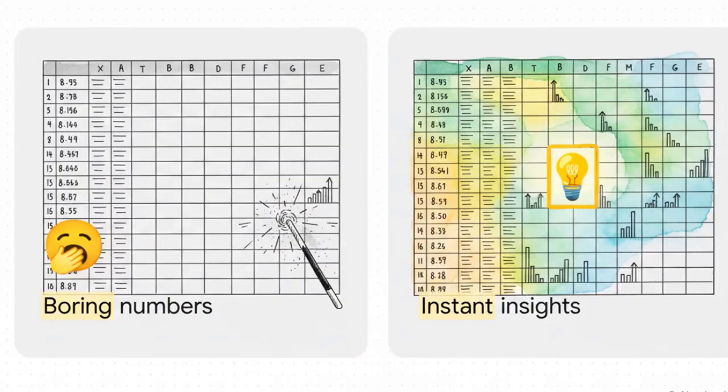Trick 3, conditional formatting. It magically transforms a boring wall of numbers into instant, color-coded insights.